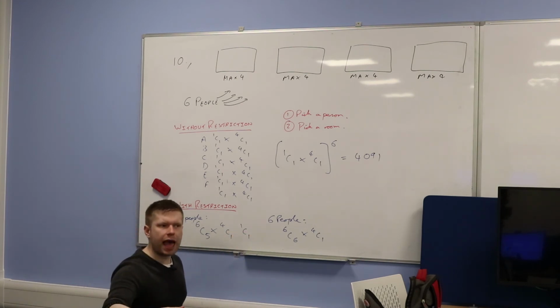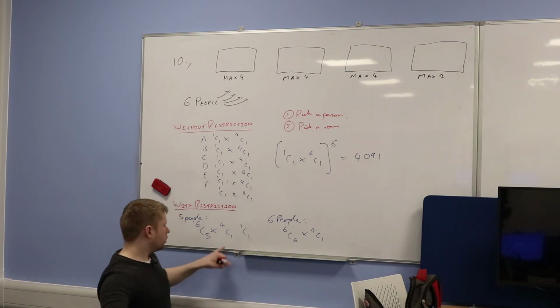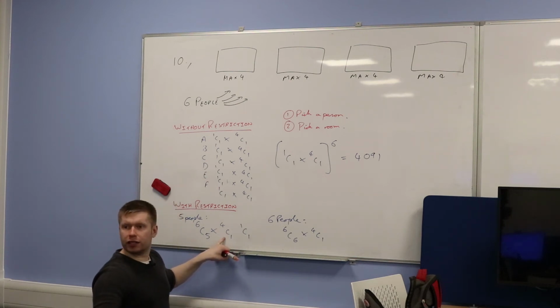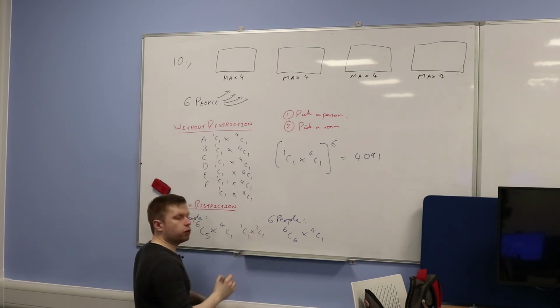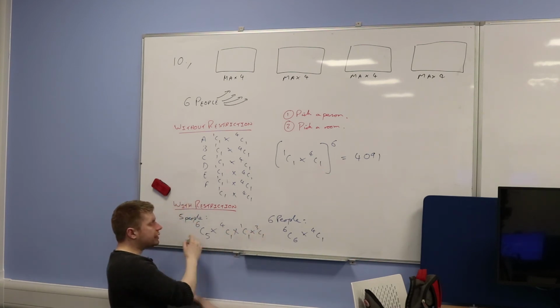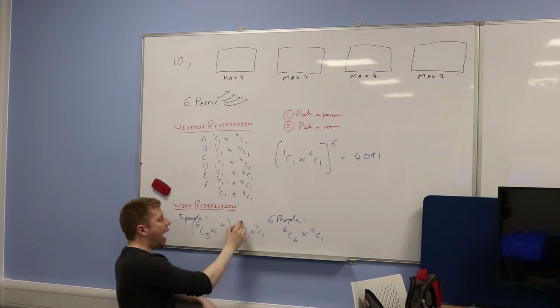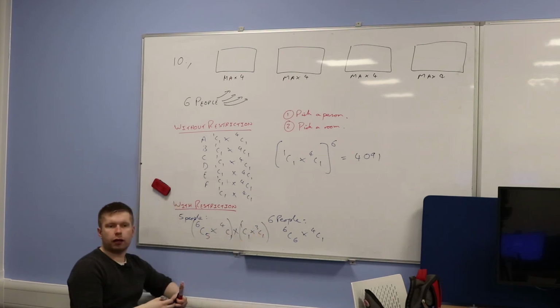But how many rooms are left? 3, because you've already put the rest of the people in the 1 room. So then you're going to multiply that by 3 choose 1. And then because you want both of these things to happen, so you want this to happen and this to happen, you're going to multiply. Is that okay?